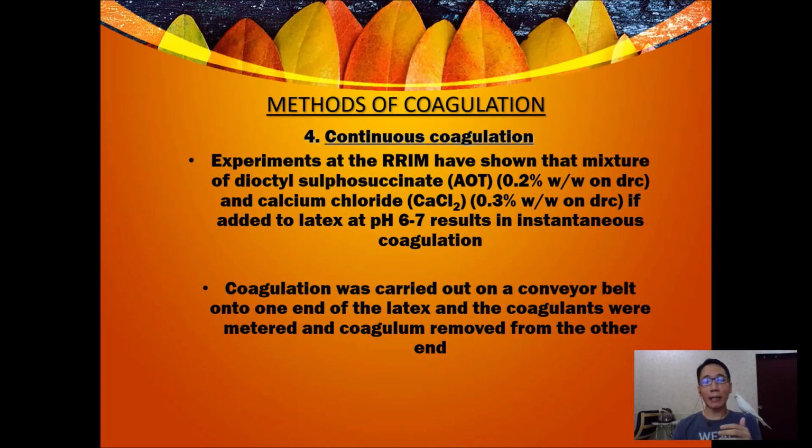I would like to explain about this. By addition of this chemical in the latex system, you put the latex on the conveyor belt at one end, and as the conveyor belt transfers your latex to the other end, it will eventually coagulate. Okay, that is the process of continuous coagulation. But you need to specifically use the chemical that has been proposed by the RRIM.